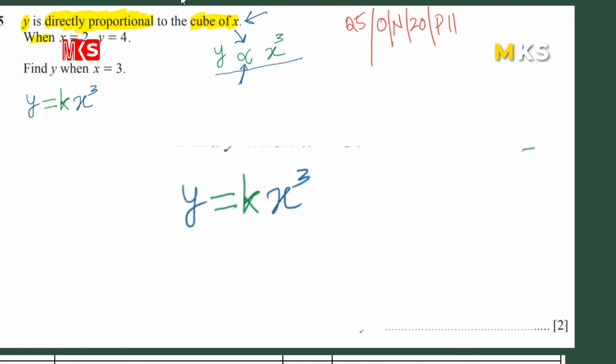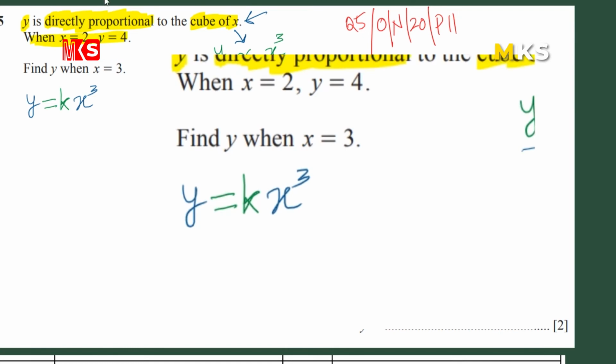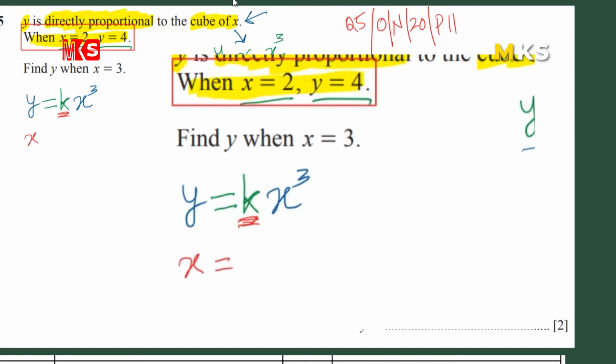in most cases, one pair of corresponding values of the variables will be given. Here you can see the value of x is equal to 2 and y is equal to 4. It is given: when x is 2, y is 4. The reason for giving values of both variables is to find the value of the unknown constant. We will substitute the values of x and y in this equation, x is equal to 2 and y is equal to 4, so that we can find the value of k.